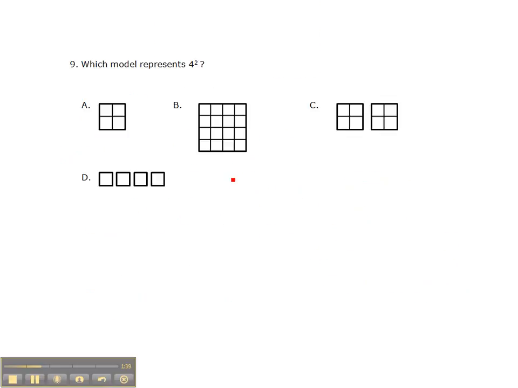Okay, problem 9. Which model represents 4 squared? We know 4 squared equals 4 times 4, and that equals 16. So right away, I'm looking at B. 4 rows of 4 squares. 4 times 4, and there's 16 squares in this model. So the answer is B.